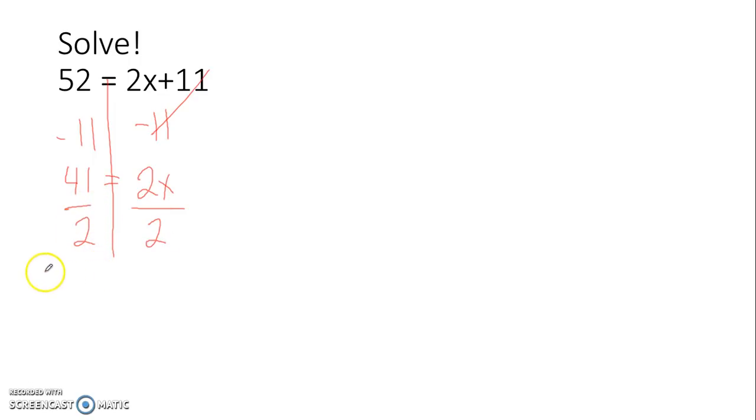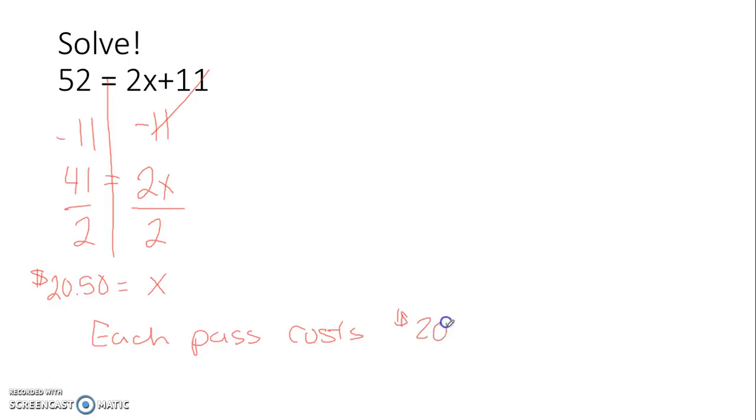41 divided by 2 is $20.50, which is equal to x. So our answer to this word problem is each ticket, or each pass, costs $20.50. So write that sentence: each pass costs $20.50. Okay, this sentence really just helps us know exactly what that number means in the word problem.